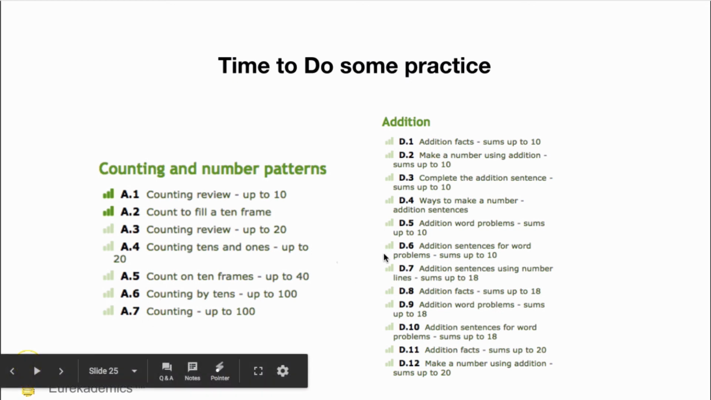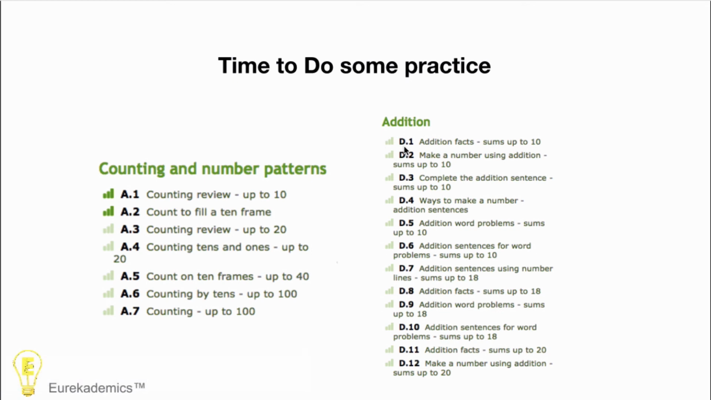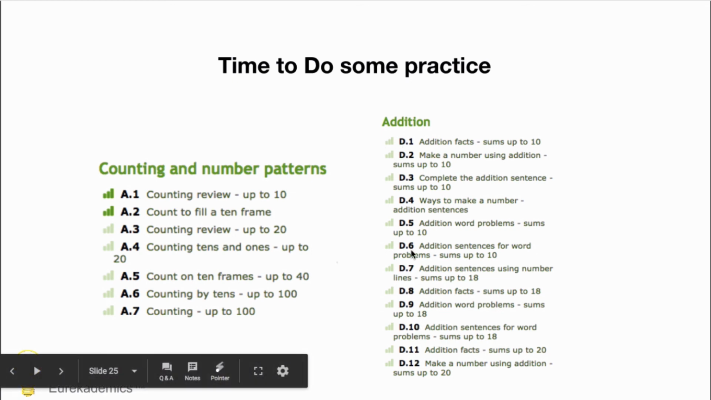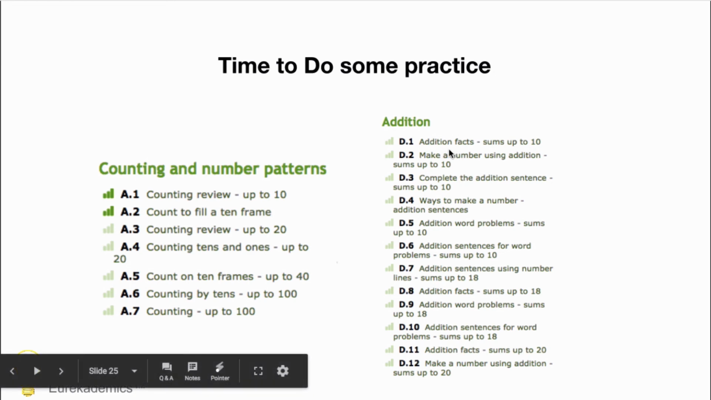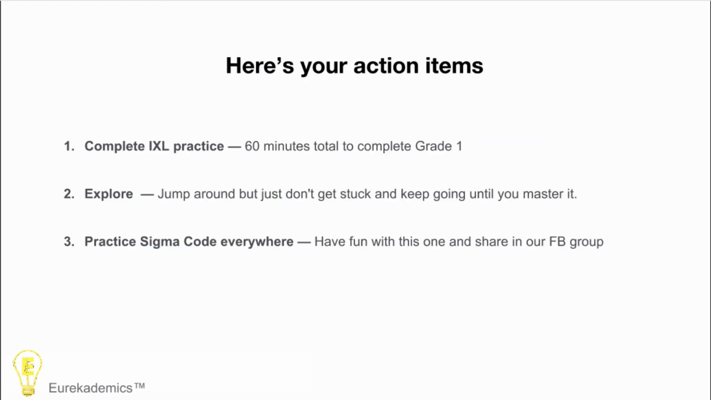And then I want you to practice addition. Start with D1, and it's important that you do this in order, all the way to D12. And I want you to get at least a minimum of a 50 SMART score before you move on to the next section. Now, 100 SMART score means you've mastered it, so I'll leave that up to you.